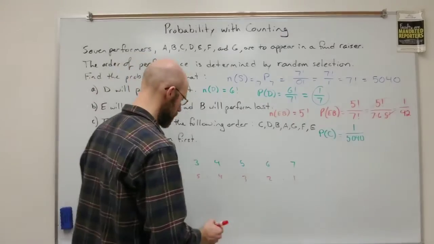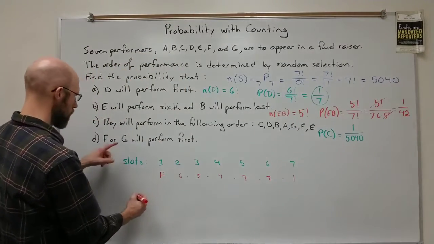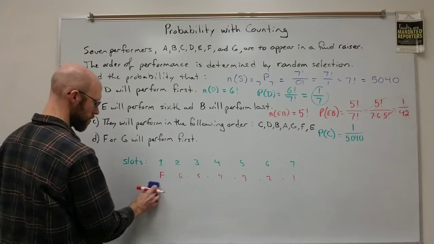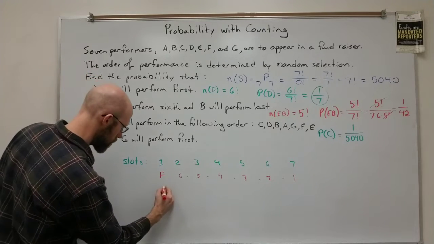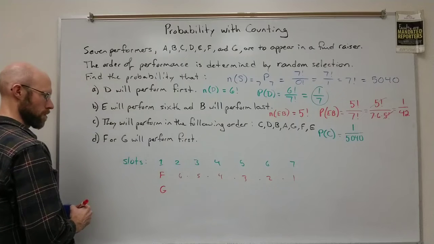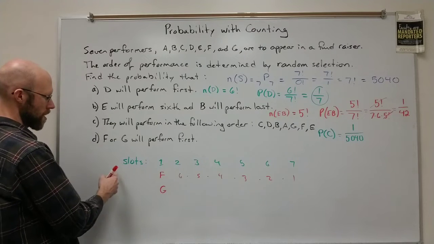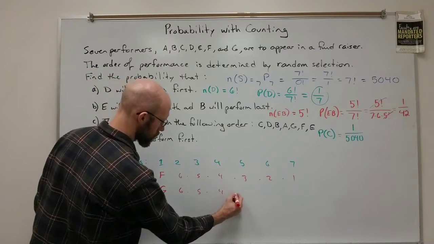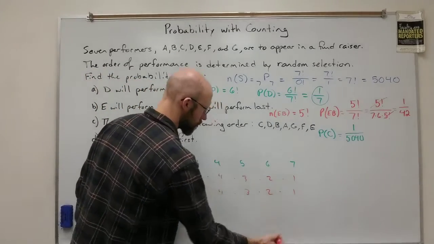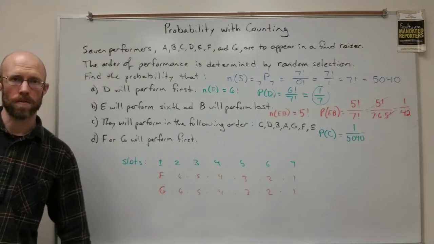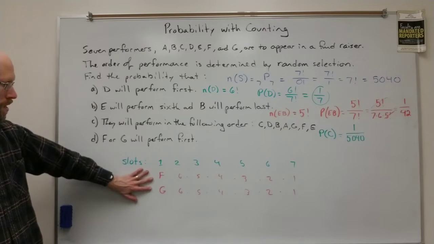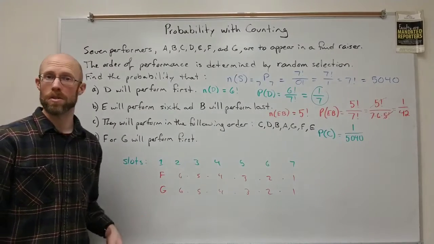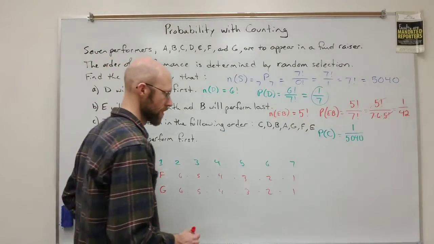6 factorial ways there. And then if G performs first, boy, I got to figure out a different way to write G's. There, put a little corner on there. There's a G. So G performs first. There's again 6 times 5 times 4 times 3 times 2 times 1. So that's another 6 factorial. So the total number of ways that this can occur, one or the other, is going to be 6 factorial plus 6 factorial, which is 2 times 6 factorial, right?